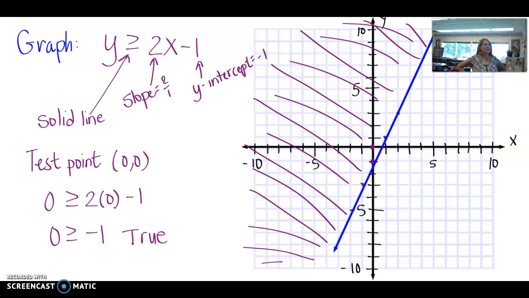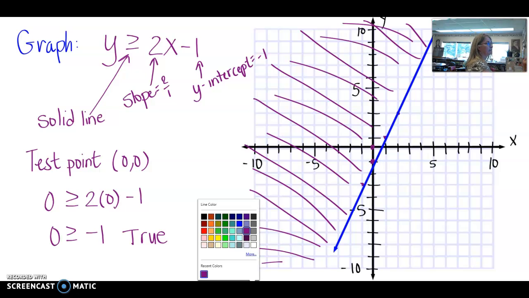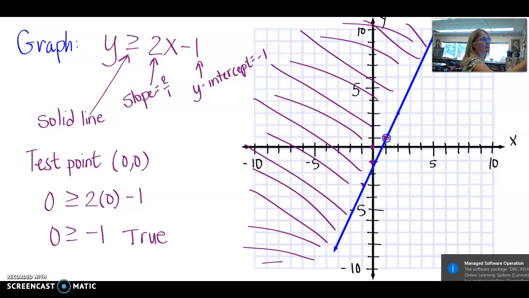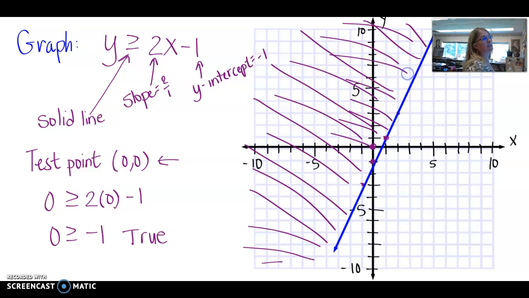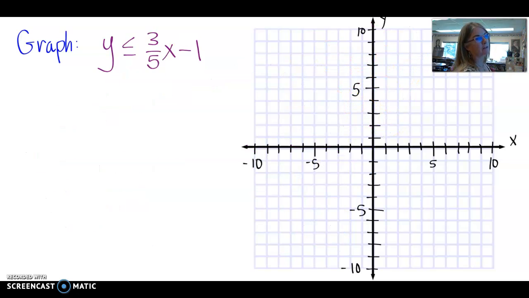All right, so you have a y-intercept of -1, which is down here, and you have a slope of 2, so you're going to go up 2 and over 1, and that point is right here. And then it's a solid line through those points, and I tested 0, 0, and it made it true, so I shaded the half plane that has 0, 0 in it, and there's your solution.